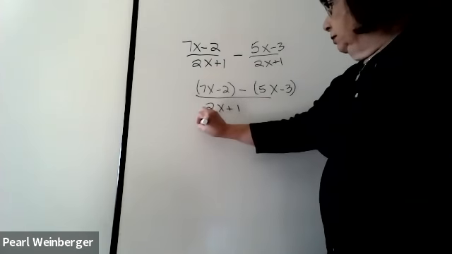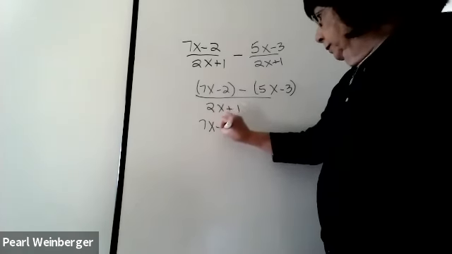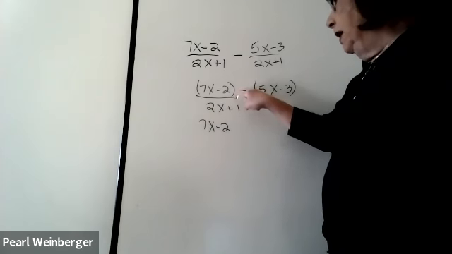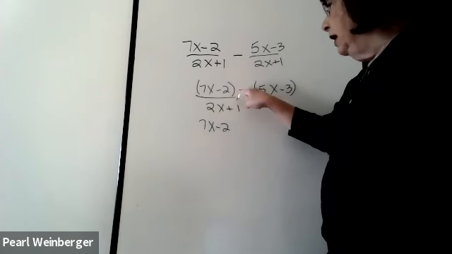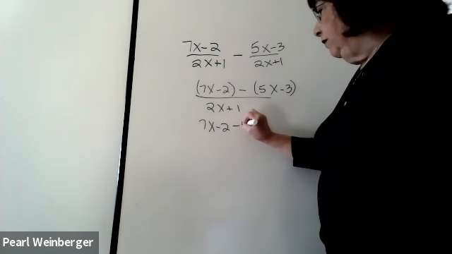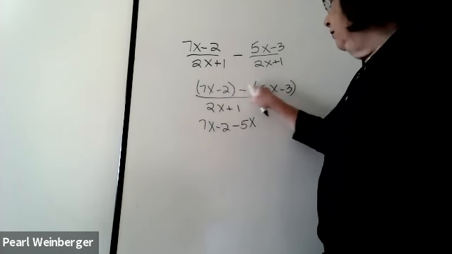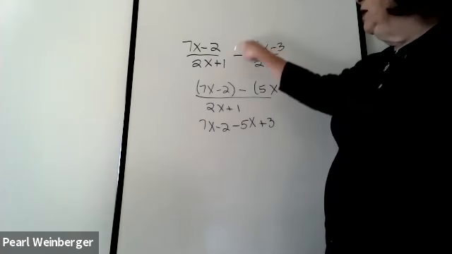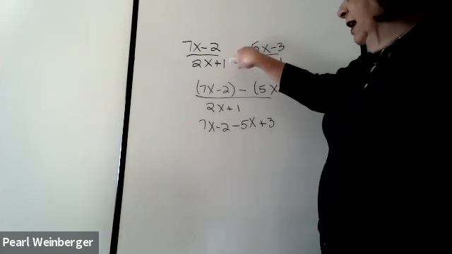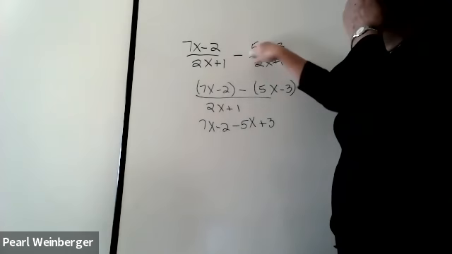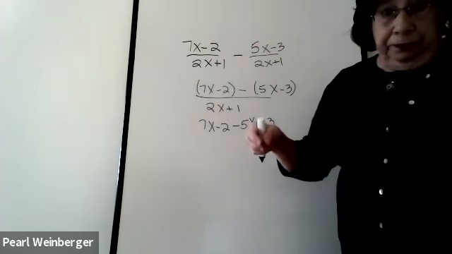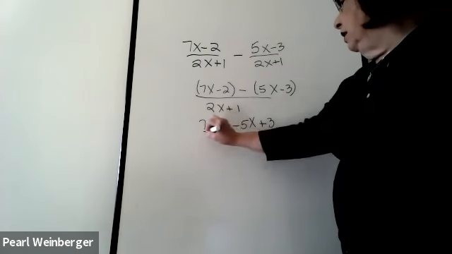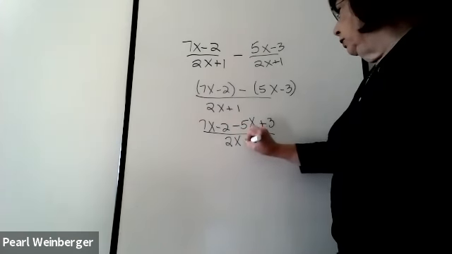Removing the parentheses, the 7x minus 2 has just a plain 1 in front of it, so we just remove the parentheses. Remember, this minus is if it's a minus 1, so I do negative 1 times 5x, which is negative 5x. And negative 1 times negative 3 gives me positive 3. This is where you're going to make the most mistakes, if you're not careful about subtracting everything in your second fraction. Okay, and this is all over the 2x plus 1.